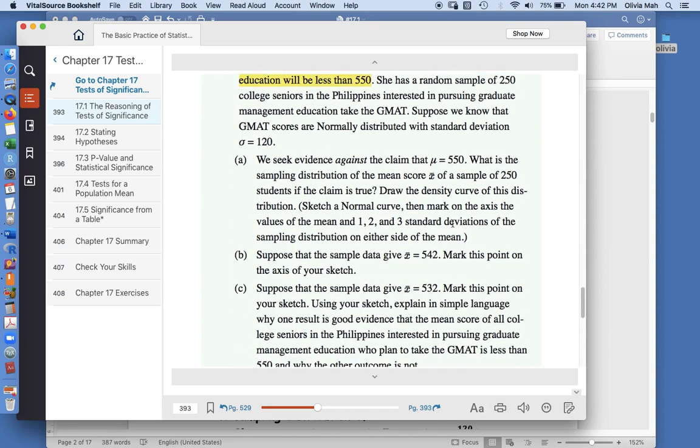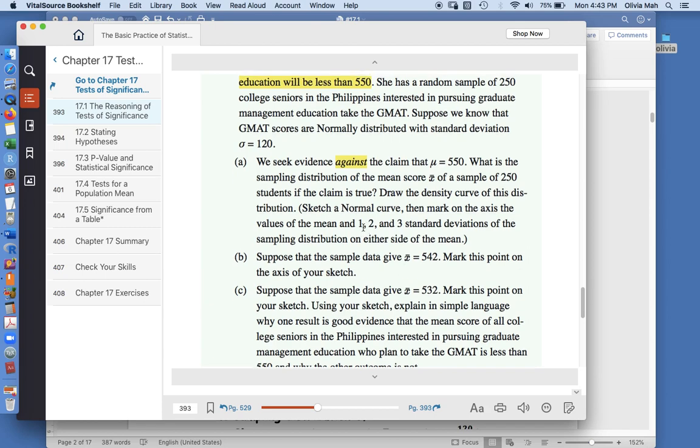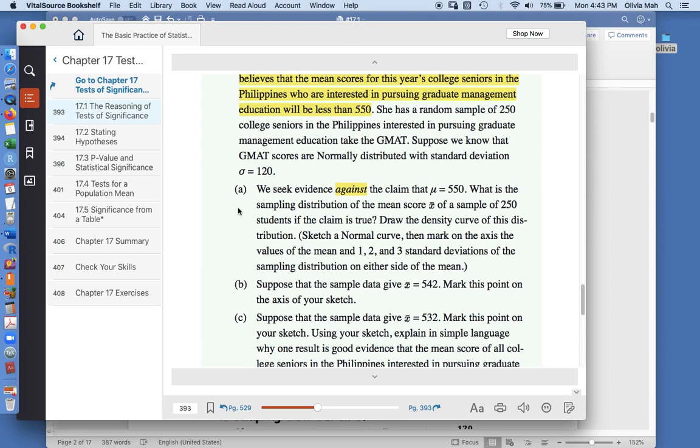So what are the questions asking? There are three subparts. In A, we seek evidence against. So what the researcher is doing is to find the evidence against the claim, the assumption that mu is 550. And then it asks you to draw a density curve and so on. And then B and C each give you a different sample mean and ask you to compare which one gives you more evidence. So we're going to do A first.